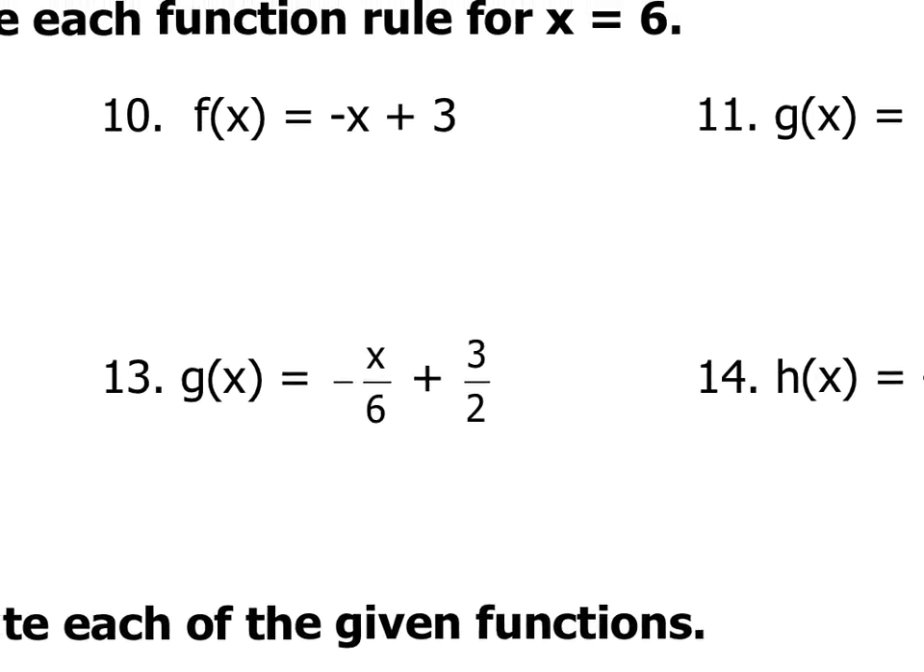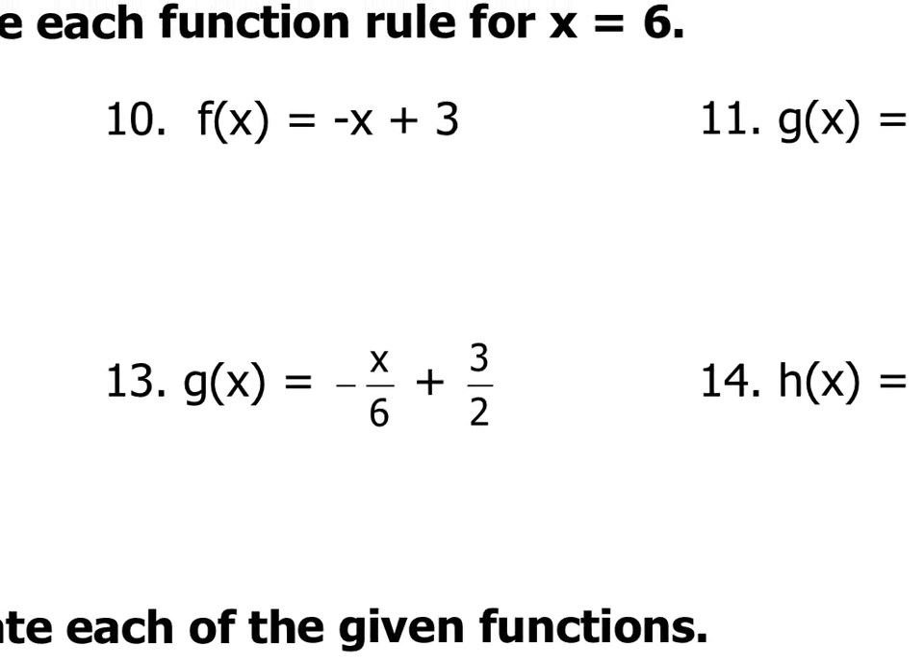On number 10, we're going to take a different function f and we're going to continue to plug in 6. So instead of saying x, I'm going to write parentheses 6. So f of 6 here will give me negative, and then I have 6 plus 3. So negative 6 plus 3 is going to give me negative 3. So f of 6 equals negative 3 in this case.